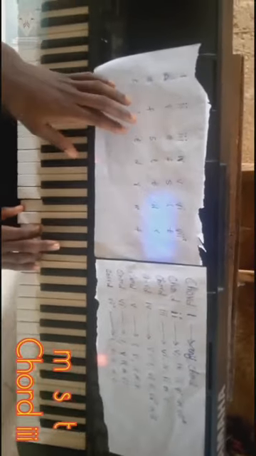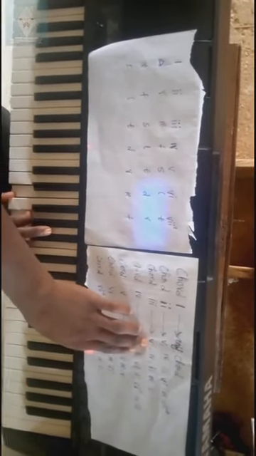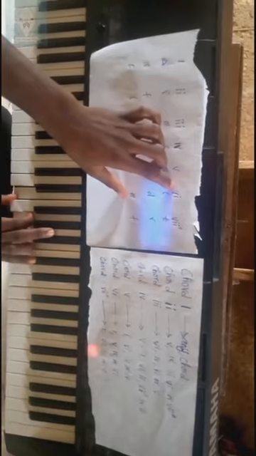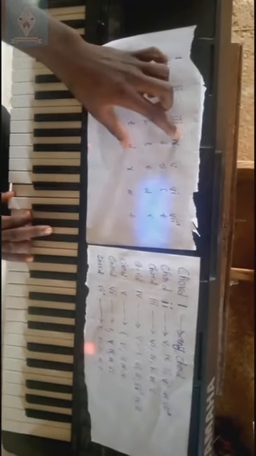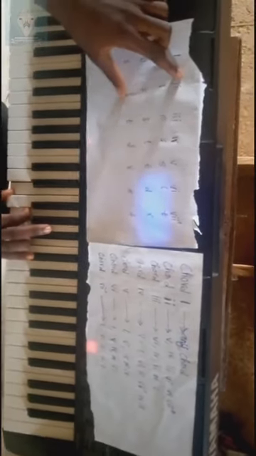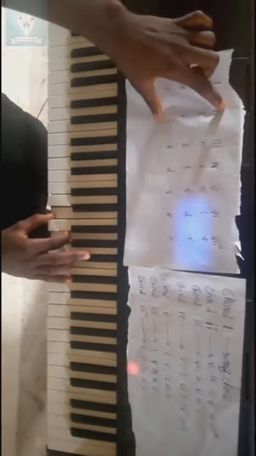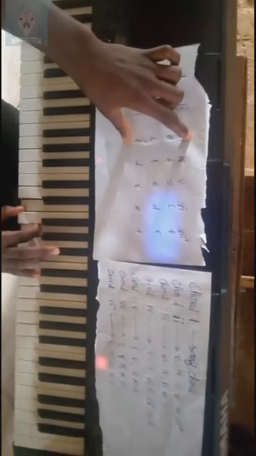Now the next chord is chord 3, which is a minor chord, Mi, Sol, Ti. Now which chord can come after this chord? Chord 3 can be followed by chord 6, this is chord 6. Chord 4, this is chord 4. Chord 2, this is chord 2. And chord 5, this is chord 5. So only chord 5, chord 6, chord 4, and chord 2 can follow chord 3. Chord 7 and chord 1 cannot follow chord 3.